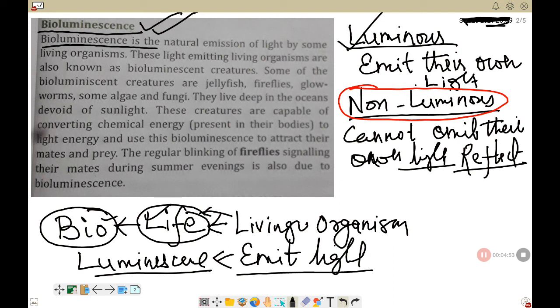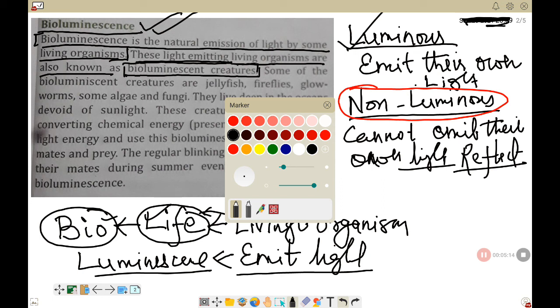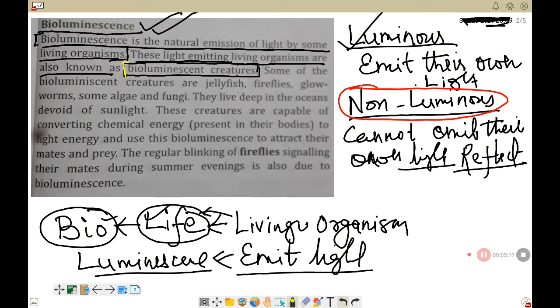So let's read the paragraph here. Bioluminescence is the natural emission of light by some living organisms. Understand? So this is the meaning of bioluminescence. You can underline this. These light emitting living organisms are also known as bioluminescent creatures. So those creatures which have the capability of emitting light, these living organisms are called bioluminescent creatures.